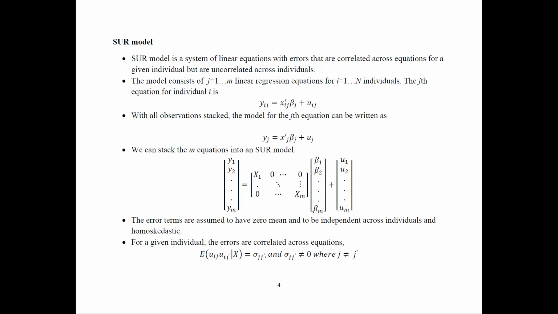The error terms are assumed to have zero mean and to be independent across individuals and homoscedastic. For a given individual, the errors are correlated across equations, which is the expectation of u_ij u_ij prime being equal to sigma_jj prime. You see that you have i repeated here, so that is for the same person, but j and j prime are two different equations for the same individual. So we want these correlated across equations for the same individual.